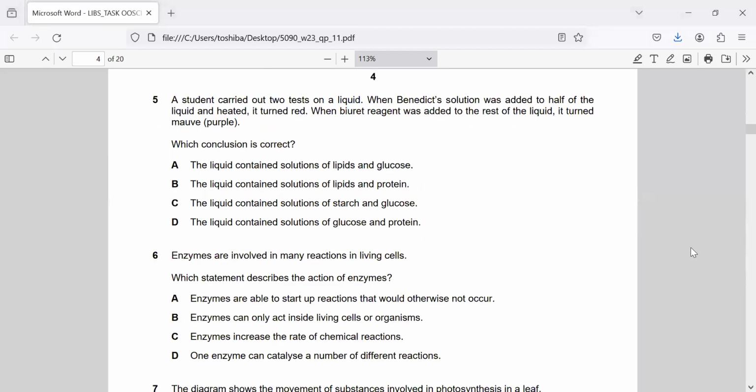This is question number 5. A student carried out 2 tests on a liquid. Benedict's solution was added to half of the liquid and the liquid was heated and it turned red. It means it is positive for reducing sugar or glucose. Then, when biuret reagent was added, the liquid turned purple. It means it is positive for proteins.